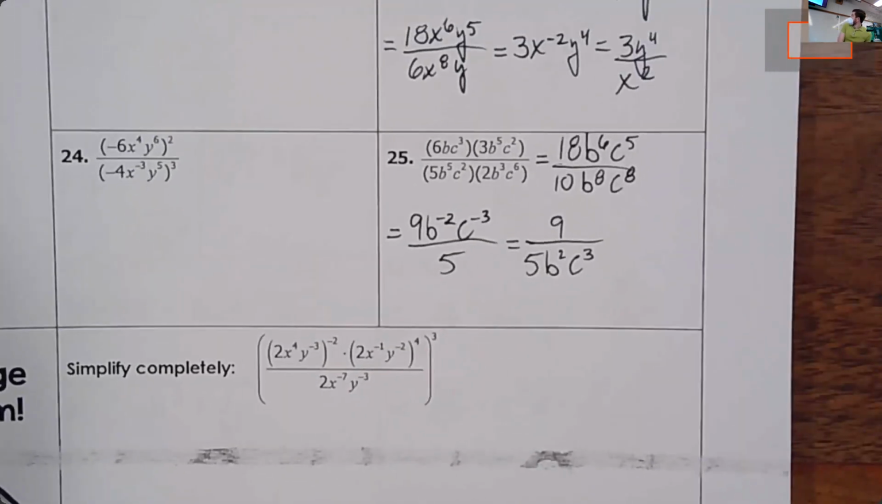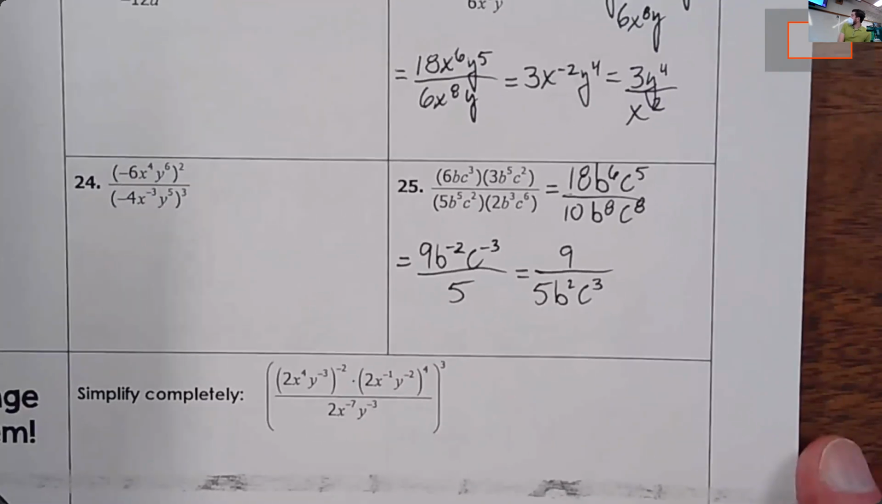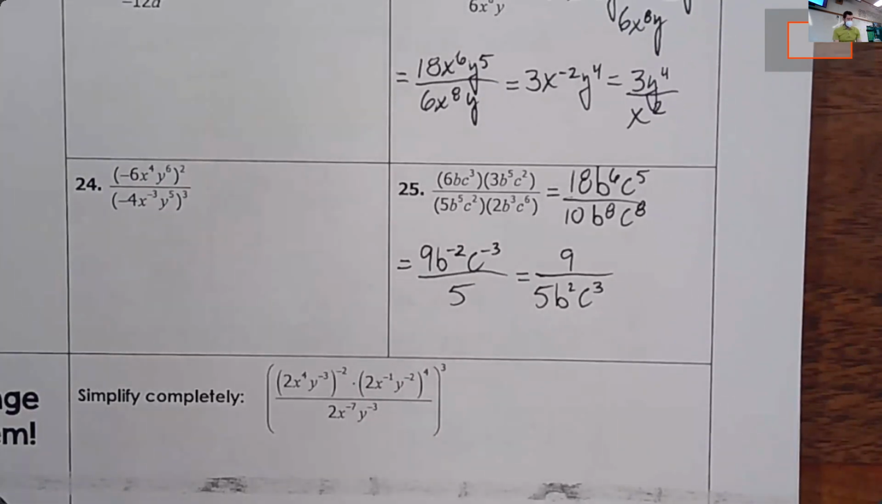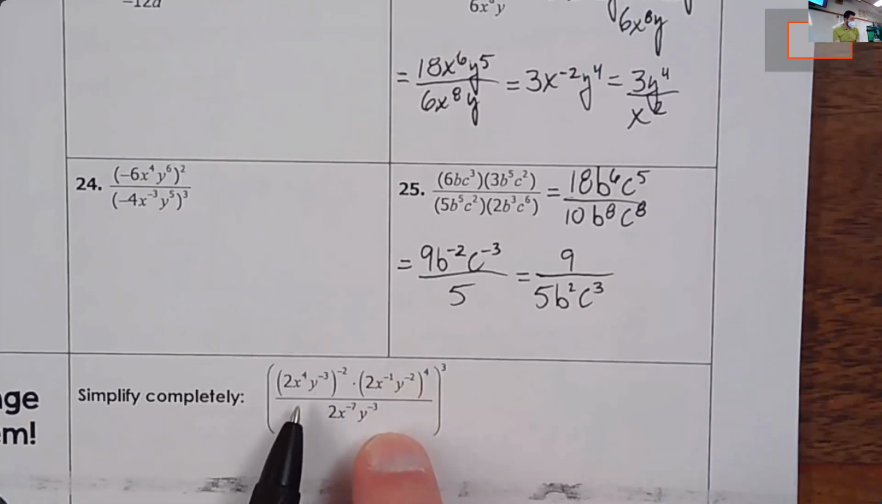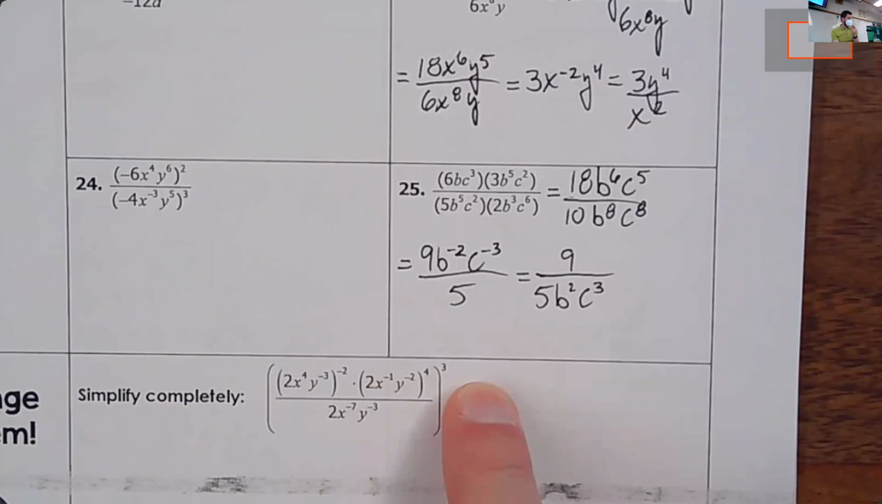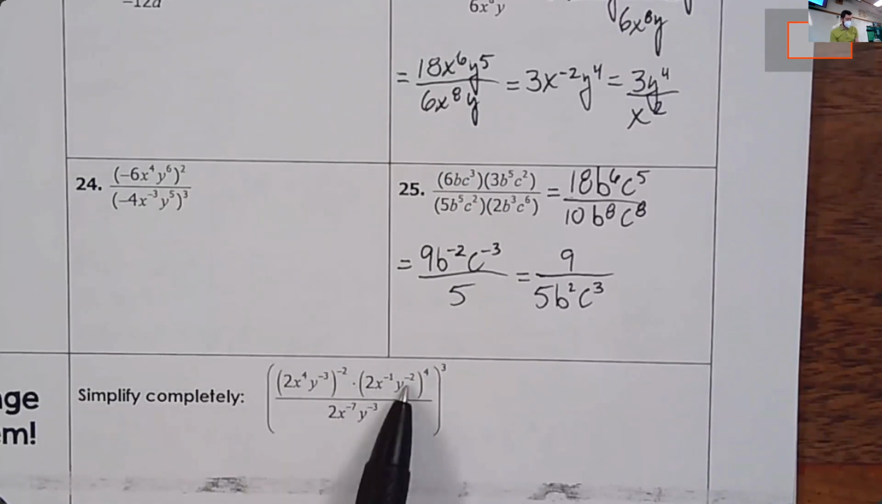So here we go. There's a lot going on here. What I would recommend is completely simplify everything inside the overall parentheses first, then apply the exponent of 3 at the end. So let's go ahead and work on everything inside here first, and then we'll deal with this exponent out here at the end. So everything inside numerator is going to be the power rule twice. So we'll start there.